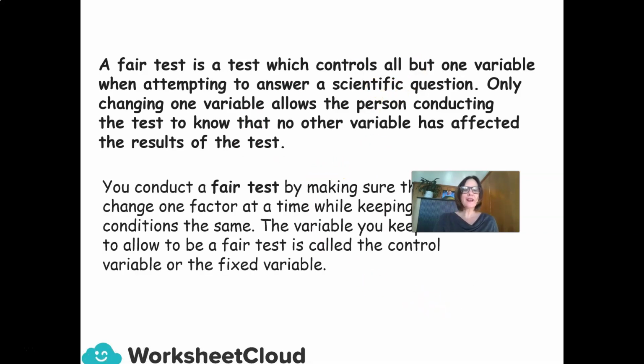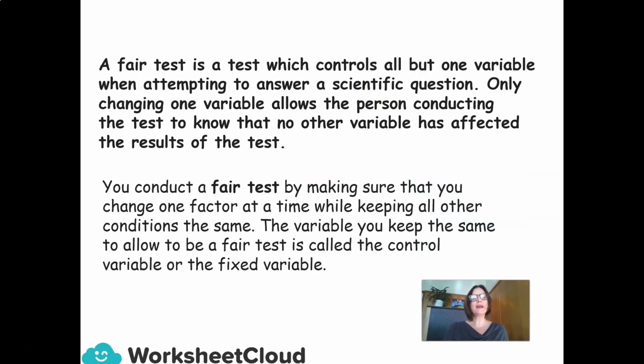Okay, so a fair test, you conduct one by making sure that you change only one factor at a time while keeping all other conditions the same. The variable you keep the same to allow it to be a fair test is called the control. Okay, the control variable or the fixed variable. Lots of new terms here. Dependent, independent, control, and fixed.